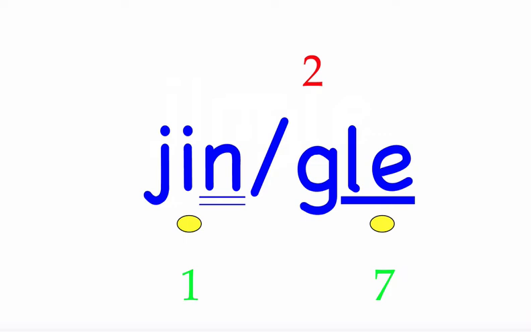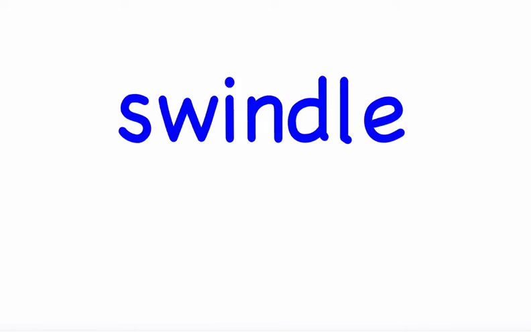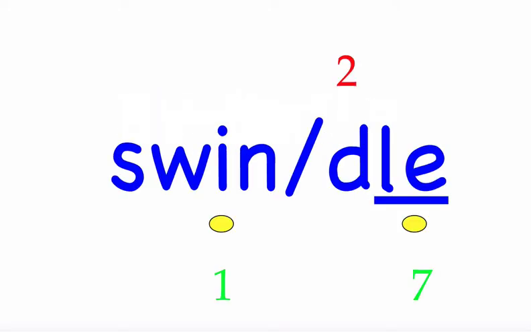Trickle, trickle. The crowd began to trickle in. Trickle. Trick, four sounds. T, r, i, k. Ul, one sound. Trickle. Here we underline 1 because an exception to syllable rule 1 is occurring. Swindle, swindle. The man tried to swindle us. Swindle. Swin, four sounds. S, w, i, n. Dull, two sounds. D, ul. Swindle. Mark the word. Swindle.